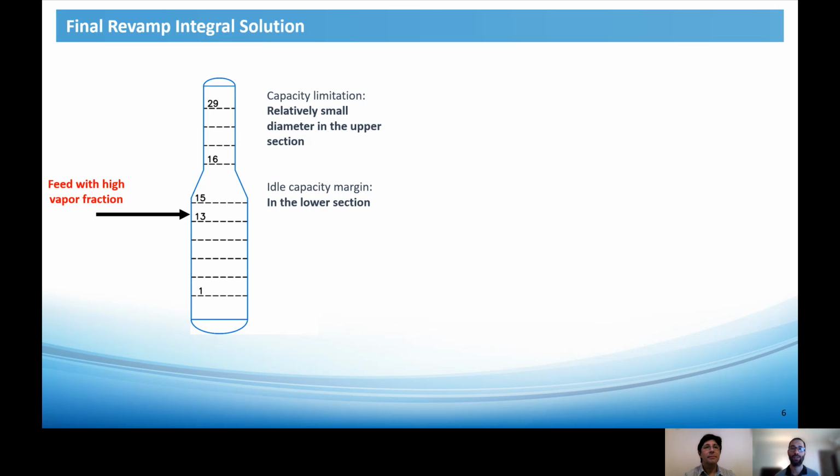Well, we shared these issues that we highlighted before and decided with the client to take some weeks at the beginning of the project to search for an alternative solution which could reduce the risks involved. We restudied the system and agreed that the main capacity limitation was the upper section of the column due to the relatively small diameter.